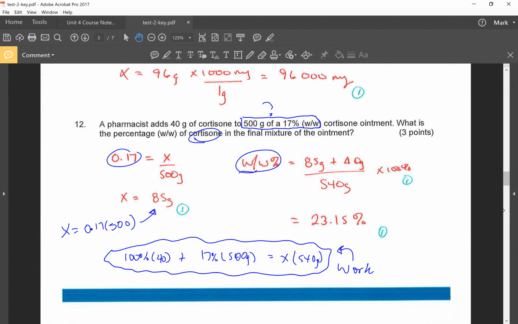The weight over weight of my solution is the weight of the active ingredient, which we would call the solute, over the total. So it's 85 from my 17% solution plus 40 grams from my pure chemical, divided by the total 540. I'd say 6 or 7 people got this one right, but about half of you didn't do anything with the 85, or some of you didn't put the 540 as the total on the bottom.